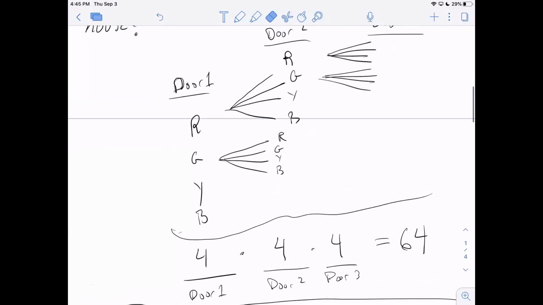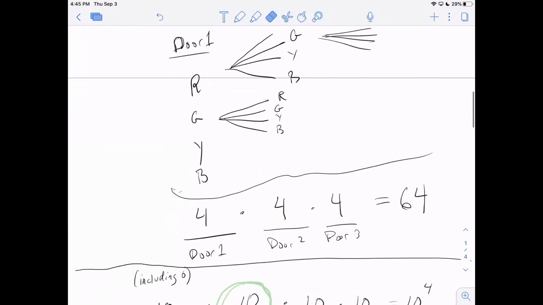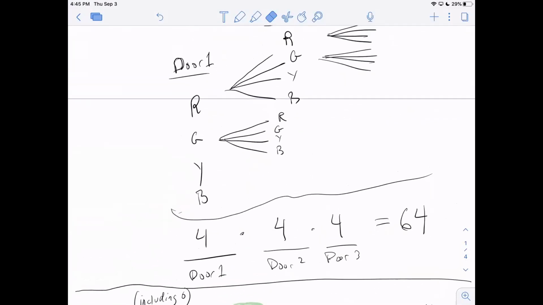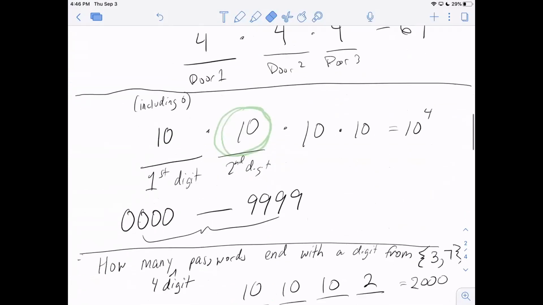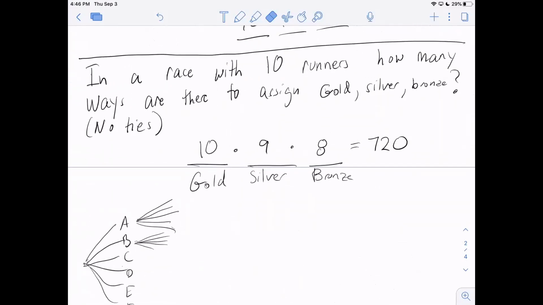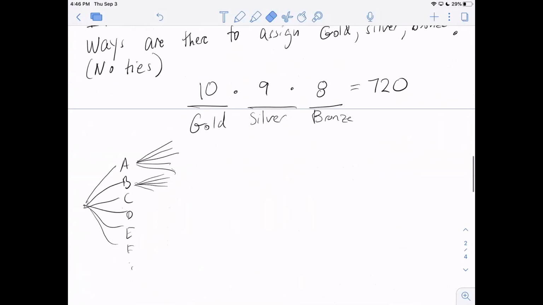If you're allowed to reuse things, then it usually just turns out to be something with a power. But if you can't replace, then each time you use one of your options, the following category might have one less option. Okay, now let's apply this to the following question.